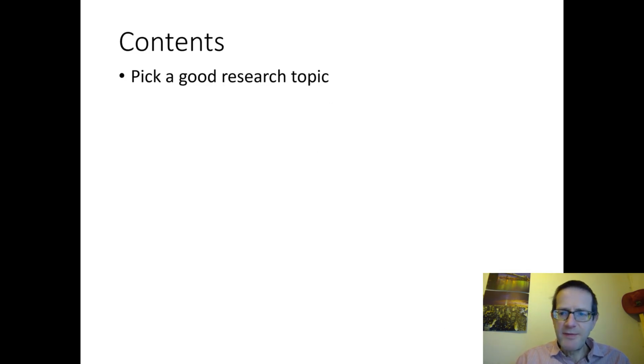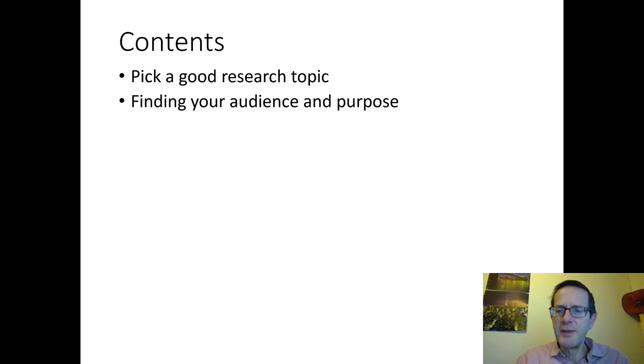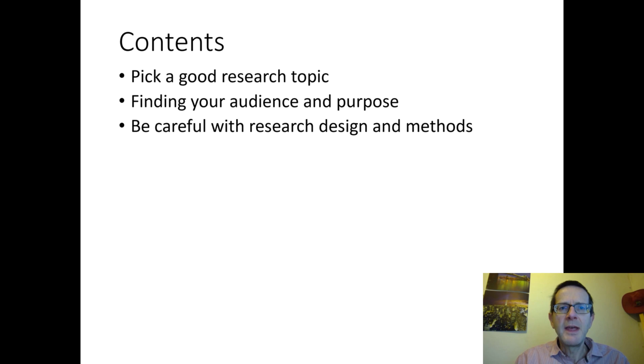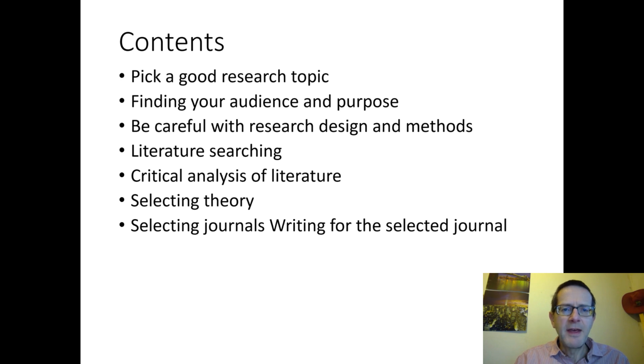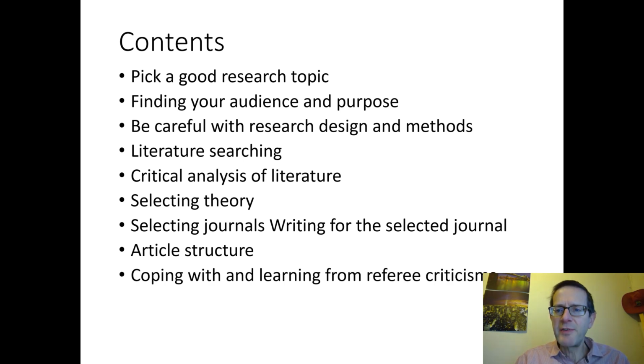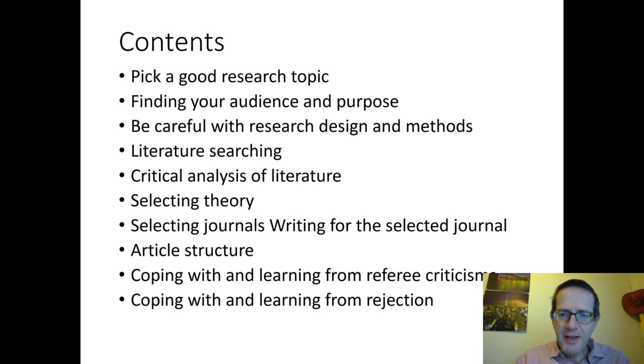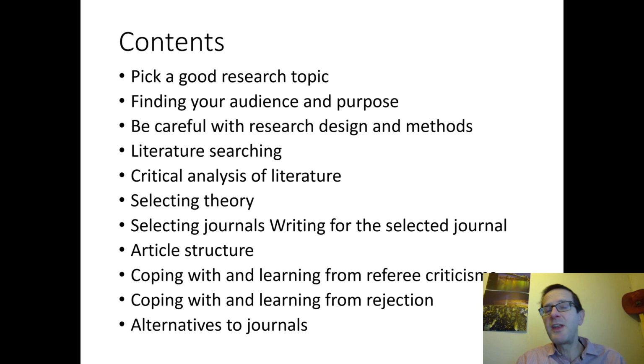So I'm going to talk about the following different things: picking a good research topic, finding your audience and purpose for your study, being careful with the research design and methods, literature searching, a critical analysis of the literature, selecting theory for your study, selecting journals and writing for the selected journal, the structure of the article, coping with and learning from referee criticisms, coping with and learning from rejection, and alternatives for journals for publishing. So lots of different topics around the theme of writing and publishing journal articles.